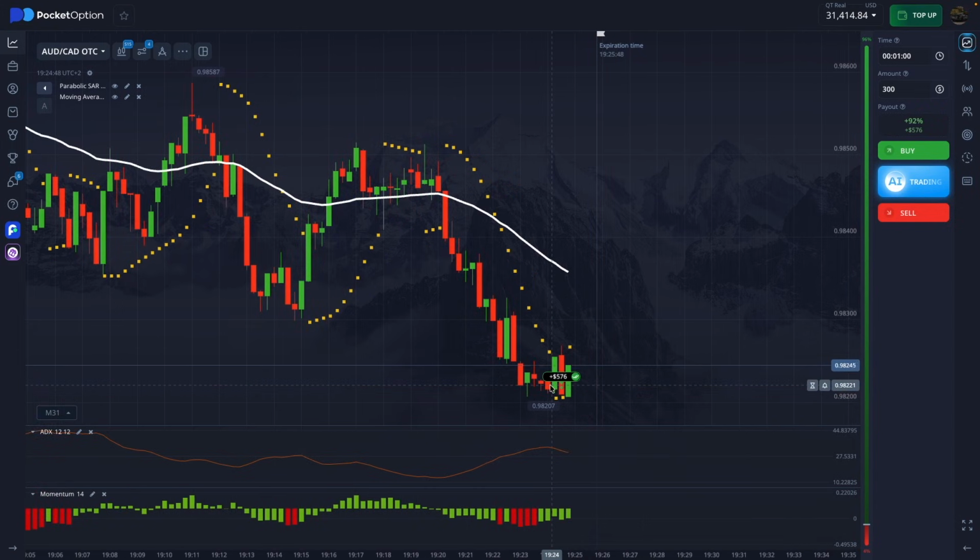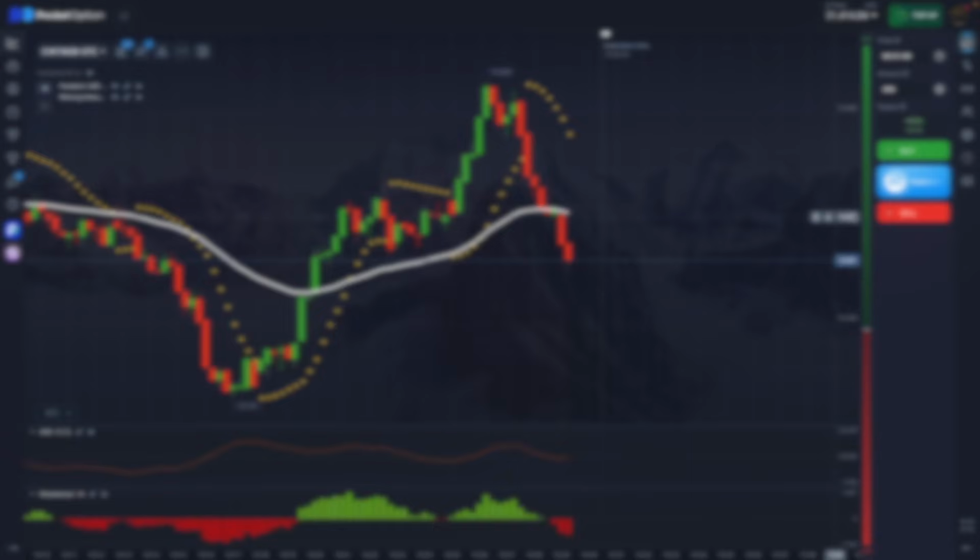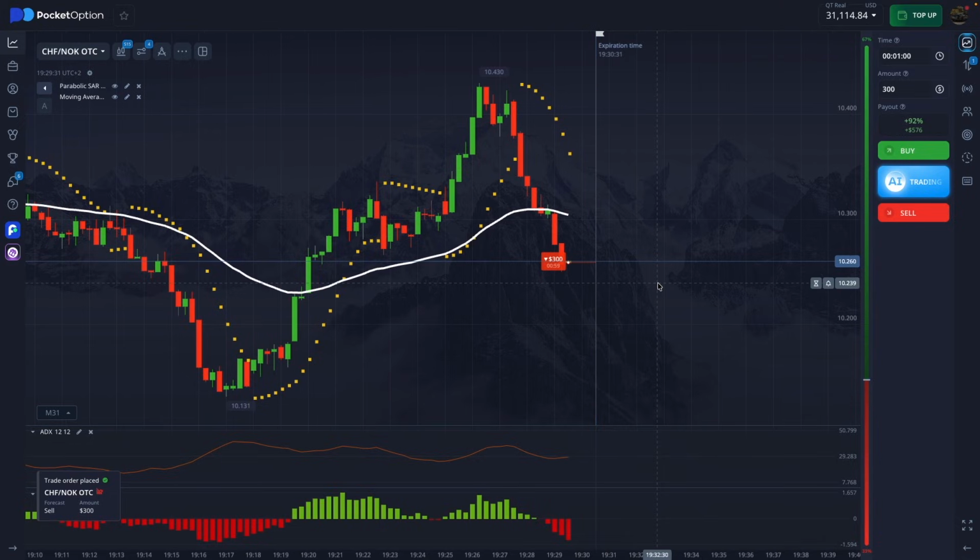It was a bit nerve-wracking, so now I'll try to find another situation where I could enter a down trade and show once again how I enter these trades. So here's another moment I found for entering a down trade.